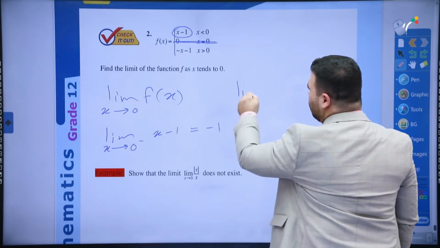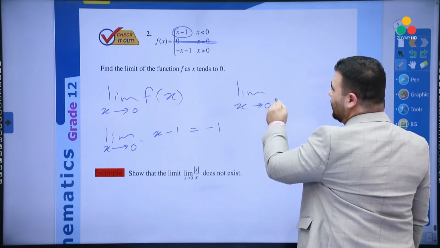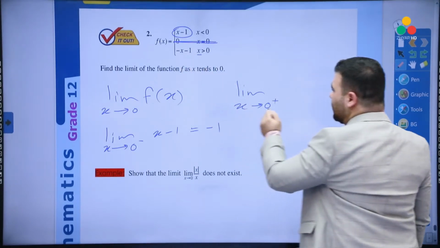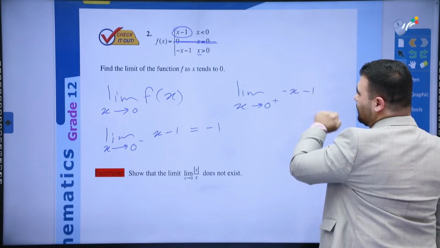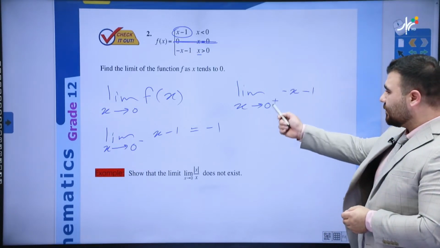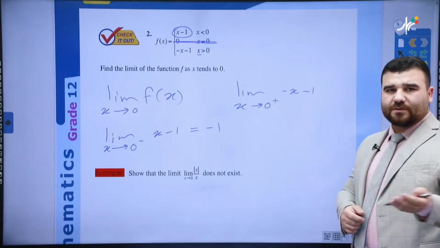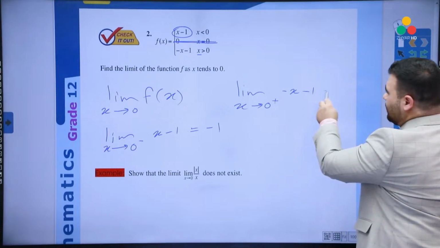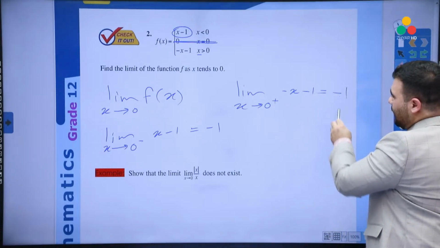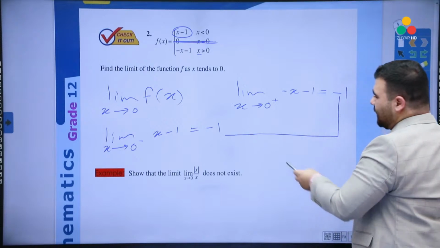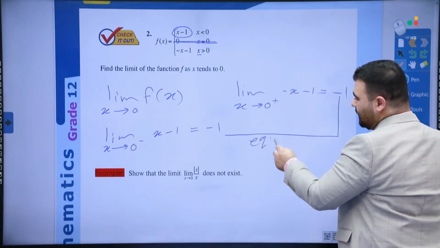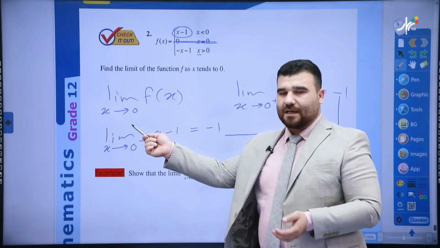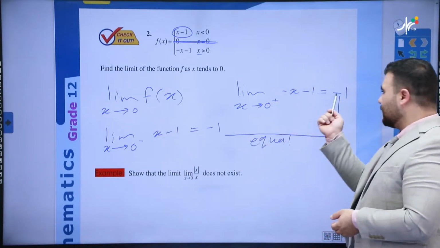Now the right limit, as x approaches 0 on the right side. The right side of 0 is the numbers that are more than 0. Then we go with this, negative x minus 1. Again, if I put 0 in place of x, it will not be 0 over 0, so it's okay. Put 0 in place of x, this will be 0 minus 1, which is negative 1. Now look at the right limit and the left limit. They are equal. Since the right limit and the left limit are equal, we say this limit exists and it's equal to negative 1.